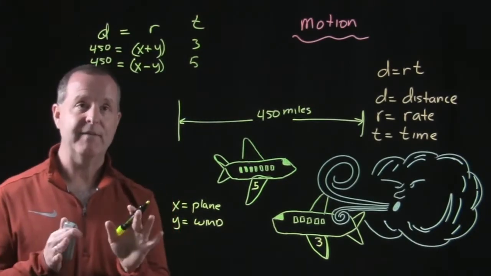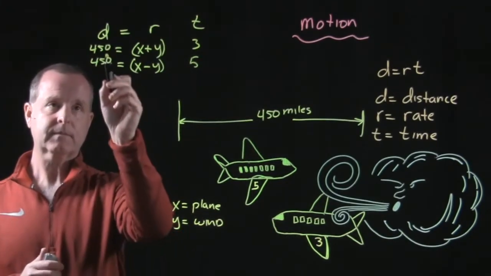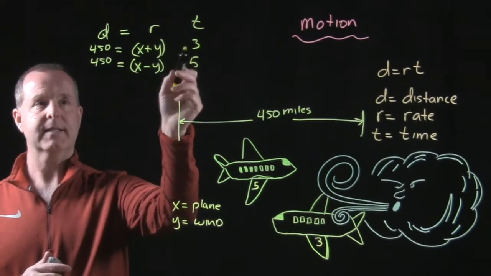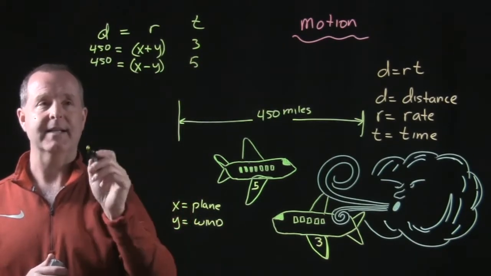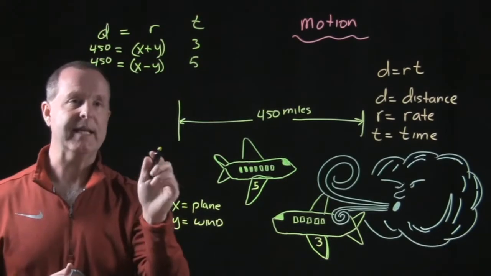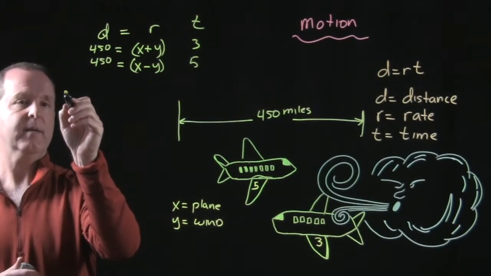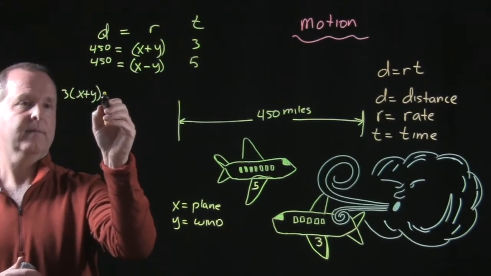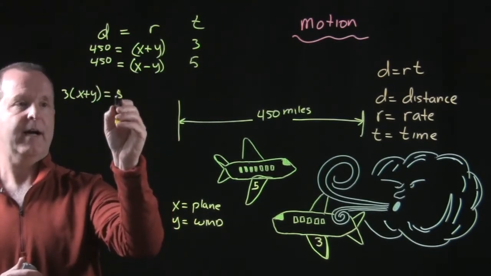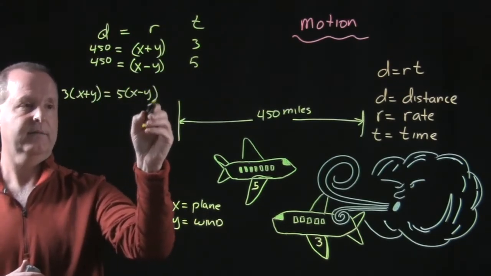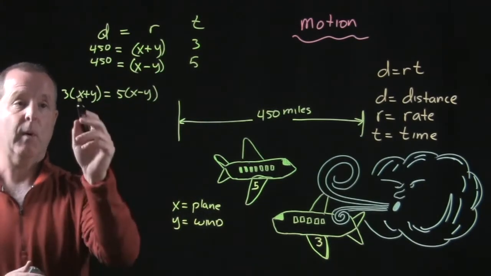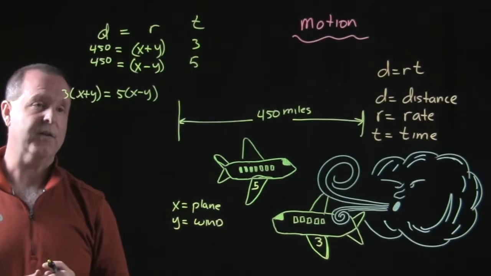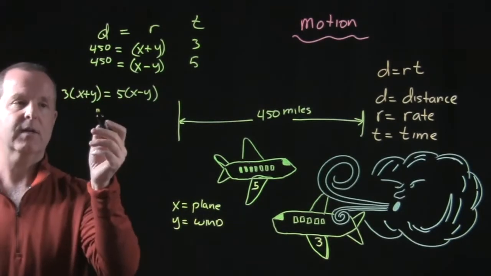So now we have a system. And on the system, notice that both of the rates times times equal 450, so I can set both of them equal to each other. So one could be 3 times x plus y equals 5 times x minus y. Because both of these equal 450, so I can set their values equal to each other. Now we can solve it.